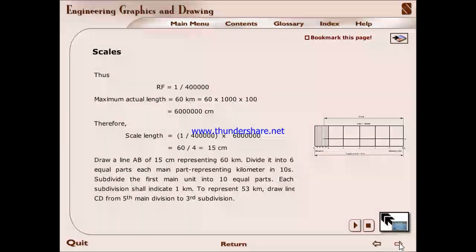Draw a line AB of 15 centimeters representing 60 kilometers. Divide it into 6 equal parts, each main part representing 10 kilometers, that is, 10s. Subdivide the first main unit into 10 equal parts. Each subdivision shall indicate 1 kilometer. To represent 53 kilometers, draw line CD from the 5th main division to the 3rd subdivision.